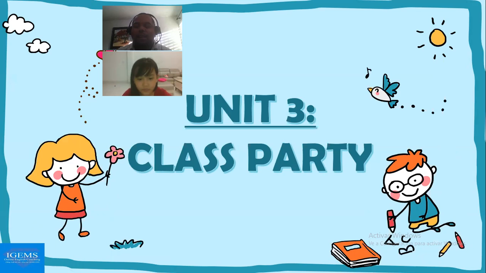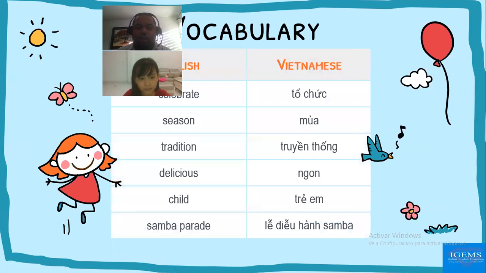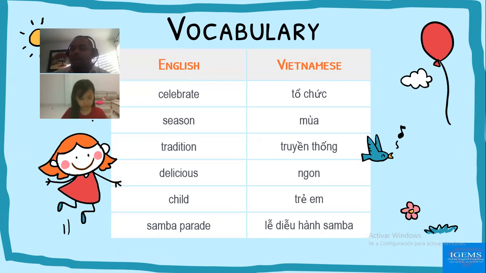Okay, so we have class party. Here we are having some vocabulary that I would like to share. Vocabulary. You don't have it? So go ahead with the next one, just in case. Okay, I see it. Can you see it? Yes. Okay, so the first one, can you tell me what is the first one?